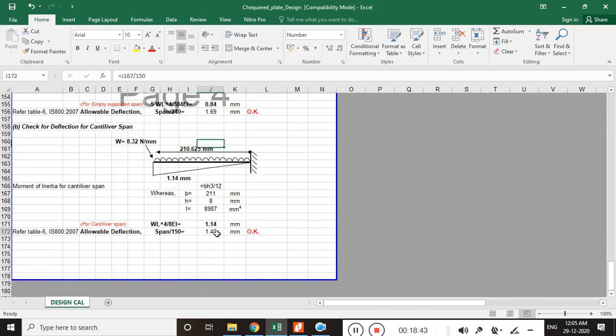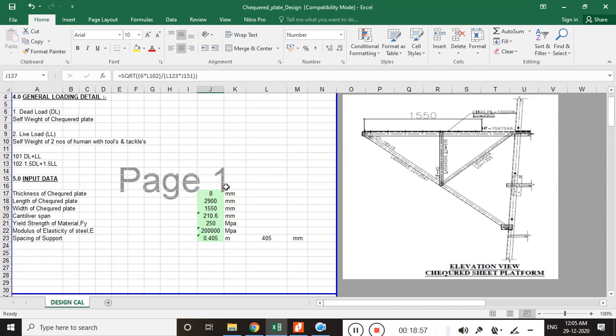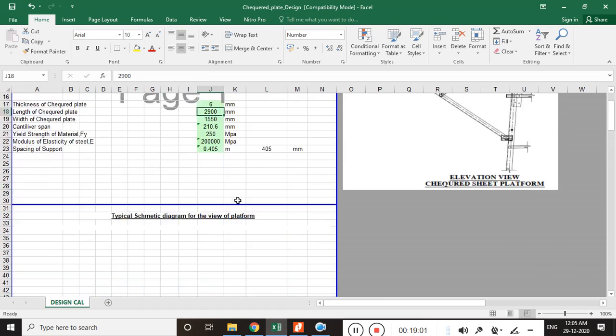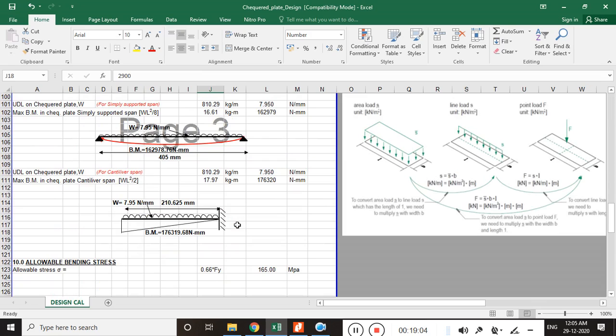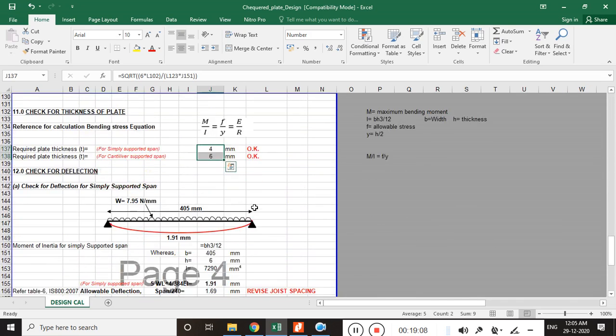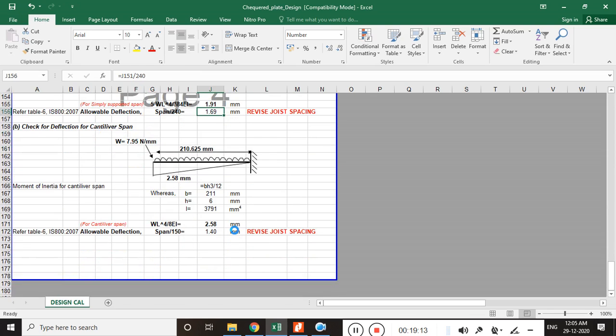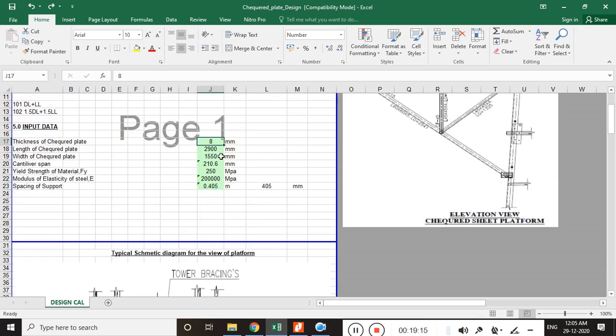yes, now it has passed, and the required thickness is also okay. The required maximum thickness for the cantilever portion is 6 and 4, but we will provide a uniform thickness, as we already have, that is an 8 mm thick plate. And suppose we try to reduce the thickness to 6 mm, what can happen? In that case, thickness wise it is okay, but in the case of deflection it will fail. So we will provide the 8 mm thickness of plate.